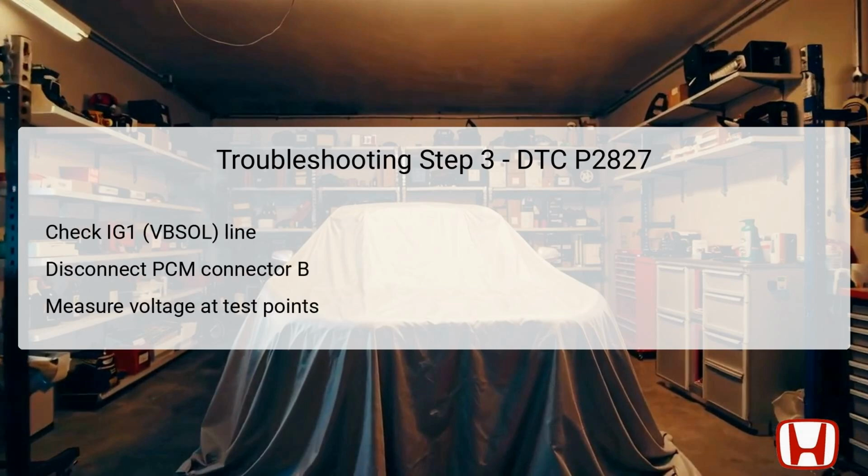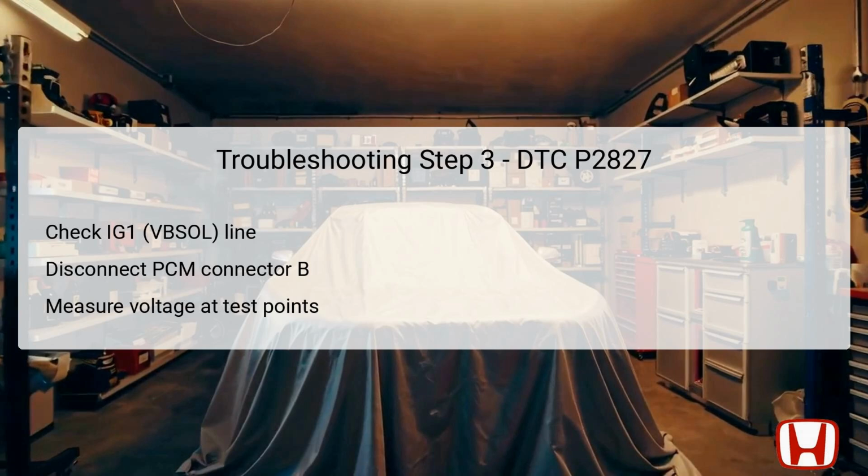In this troubleshooting step, you will check the IG1 VBSOL line for continuity and proper signaling to the PCM. Start by jumping the SCS service check switch line with the HDS and wait for more than 1 minute to ensure the system is ready for testing. After that, disconnect the PCM connector B, specifically the 51P connector, which is crucial for communication between the PCM and the line pressure solenoid valve A.